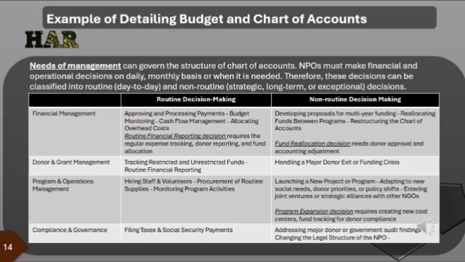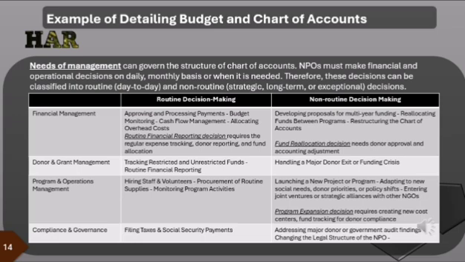Routine decisions involve daily operations such as approving payments, monitoring budgets, managing cash flow, and allocating overhead costs. These activities require regular expense tracking, donor reporting, and fund allocation. A well-structured chart of accounts supports these tasks by providing clear categories for income, expenses, assets, and liabilities, ensuring accurate financial reporting and compliance with donor requirements.